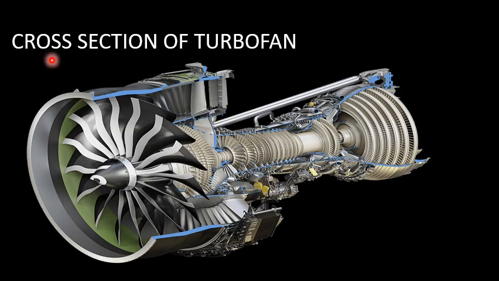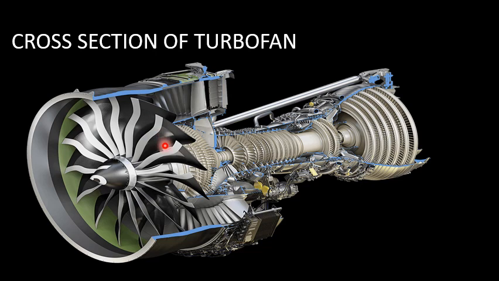What we see here is the cross section of a turbofan engine. This is actually the cross section of the GE90 family of General Electric turbofan engine. We will go into the various components of a turbofan. This is called a fan. This is the first component of any turbofan.